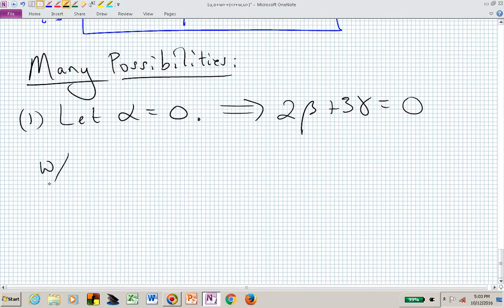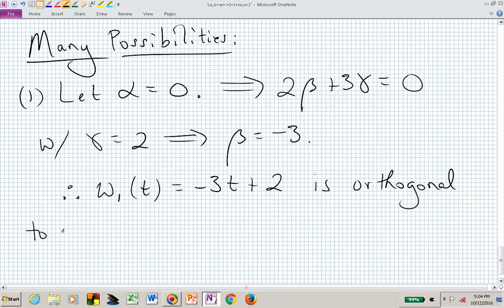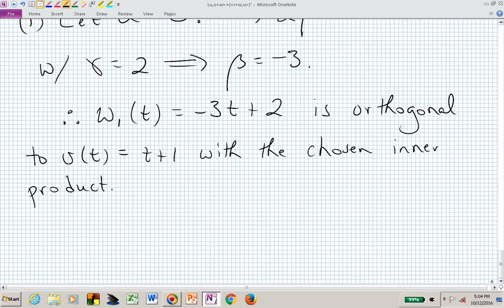And again, we have one equation and 2 unknowns. Suppose we let gamma equal 2. Then beta is minus 3. And now we have one such vector, a polynomial we'll say W sub 1, which is equal to minus 3 times t plus 2, and that is orthogonal to V of t equal to t plus 1 with the chosen inner product that we started with, which was inner product number 2 in our polynomial vector space.